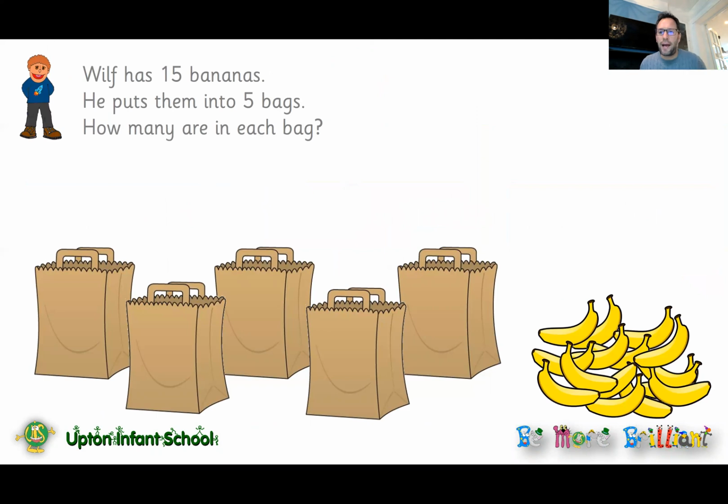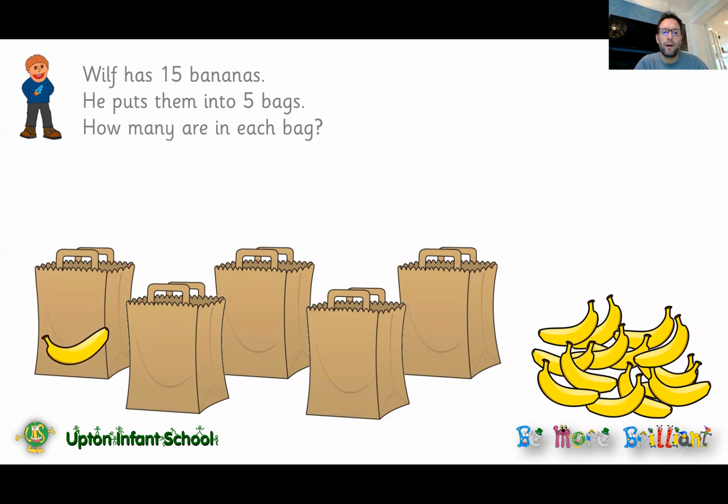Let's have a quick recap on yesterday's maths. So here's our friend Wilf. Now Wilf has got 15 bananas and he puts them into 5 bags. How many are in each bag? Now, if you remember yesterday, we were using some objects like stones or pasta, something like that, to help us to work out these questions. So if we were going to do this question with our 15 bananas, we would count out 15 pebbles or 15 buttons, and we would sort them into 5 groups, a bit like this.